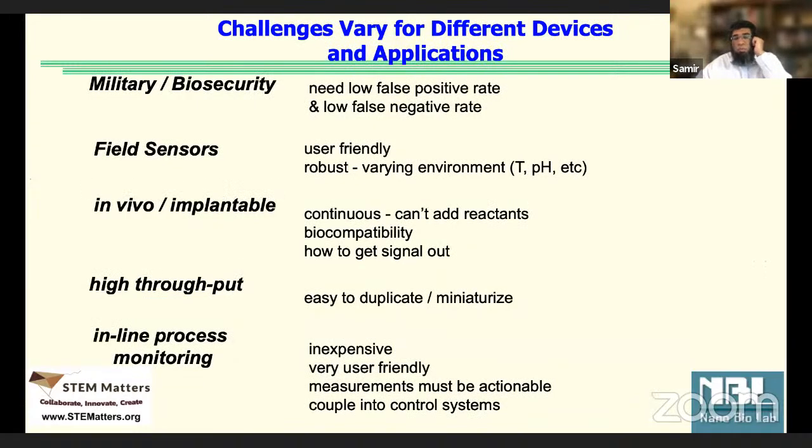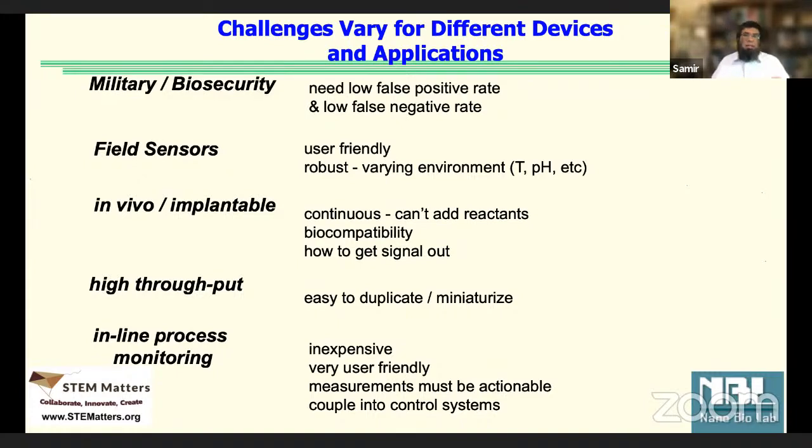So now if you think about the different applications, the challenges can be defined according to those applications as well, or the requirements can be defined according to those applications. For military, for biosecurity, or for field deployable, we need them to be user-friendly. We need them to be robust. We need them to have low false results, right? We need them to be able to operate in varying high temperatures and low temperatures as well.